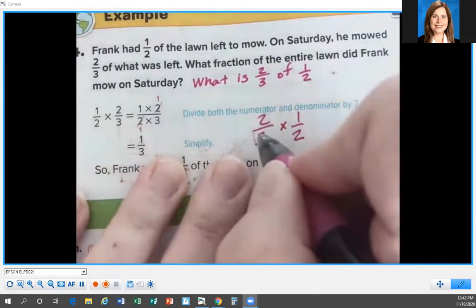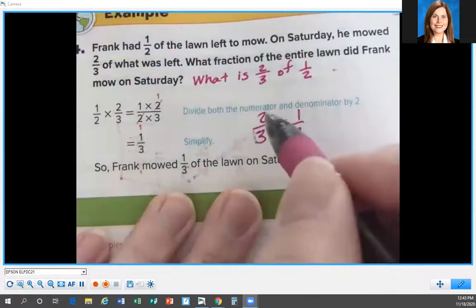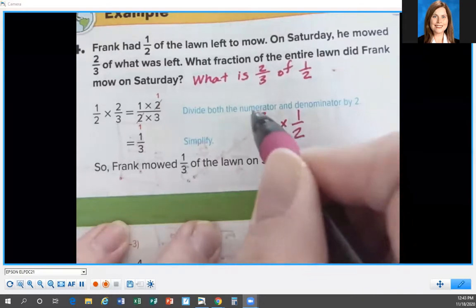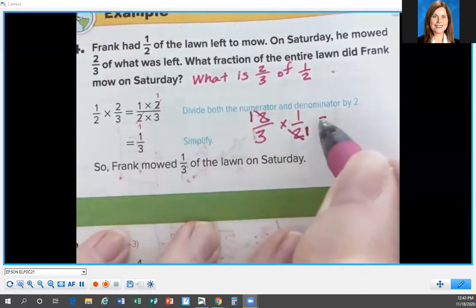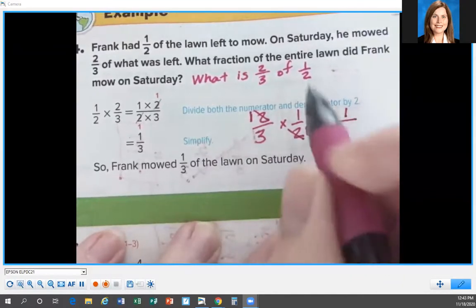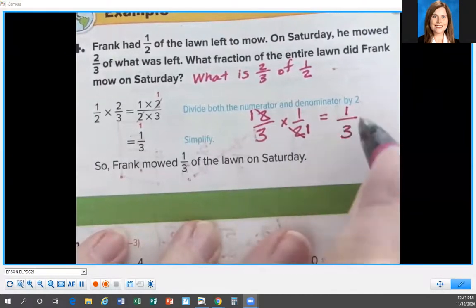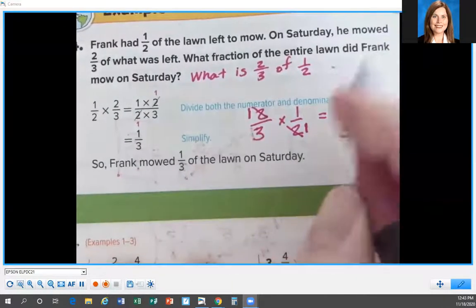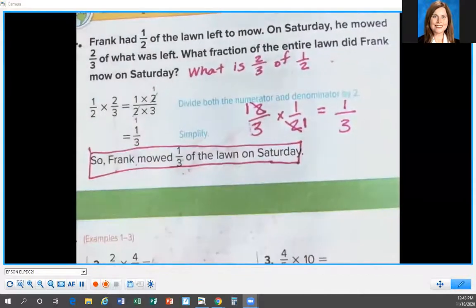Let me make that 3 a little bit better. Okay, then I check, can I cross cancel? Yes, 2 and 2 are both divisible by 2. 2 divided by 2 is 1. 2 divided by 2 is 1. Numerator times numerator. 1 times 1 is 1. Denominator times denominator. 3 times 1 is 3. So I have 1/3 that cannot be simplified further. So Frank mowed 1/3 of the lawn on Saturday.